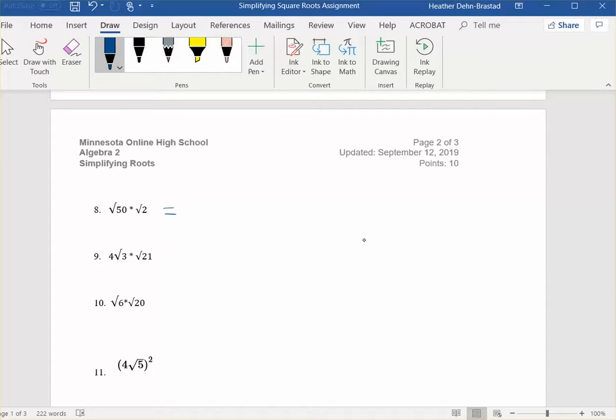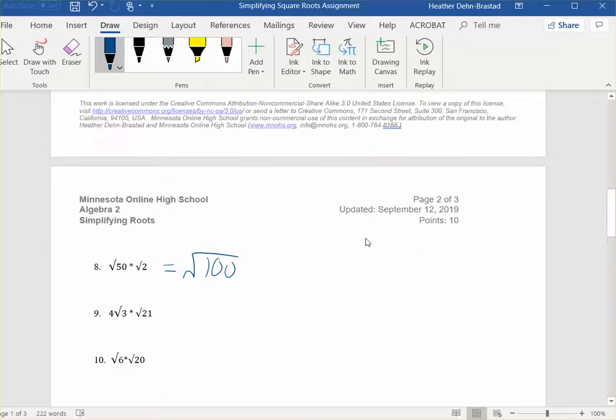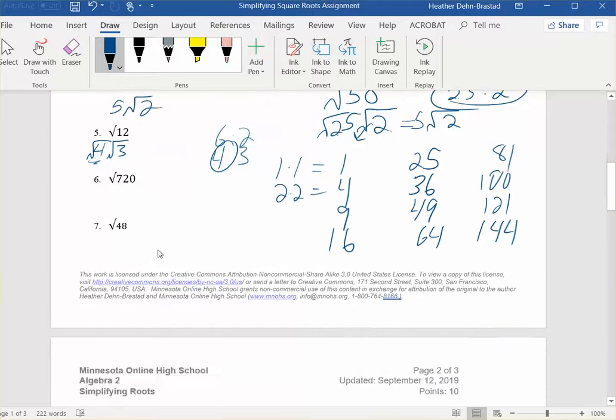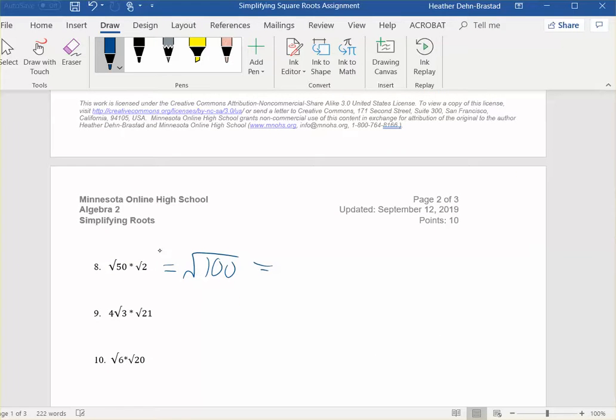For example, there's a rule that says that if you're multiplying 2 square roots, you can multiply what's underneath and just put it underneath the square root sign. And you should be able to figure out what the square root of 100 is, because it's a perfect square. So that's not the answer. You have to finish this.